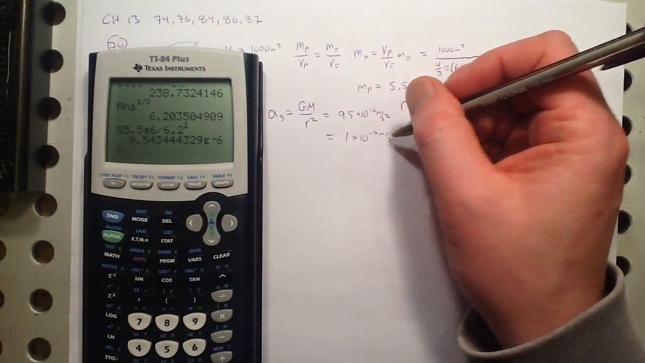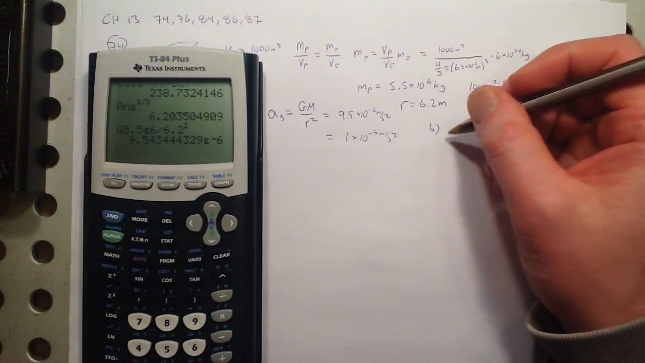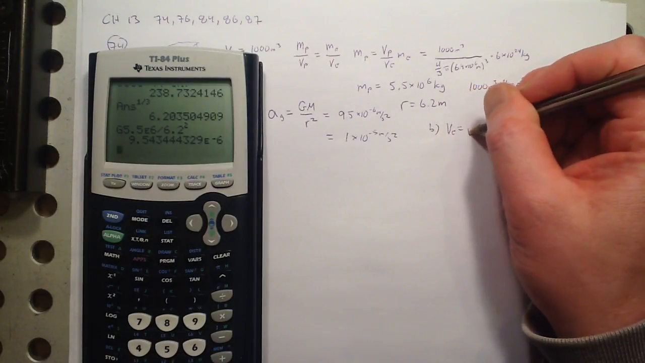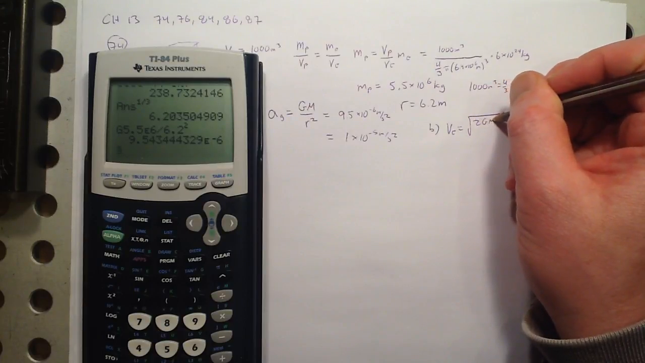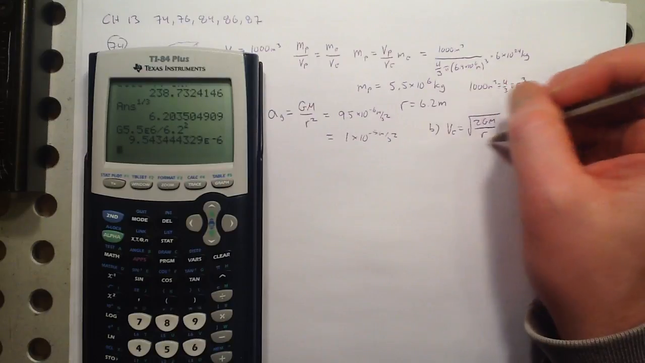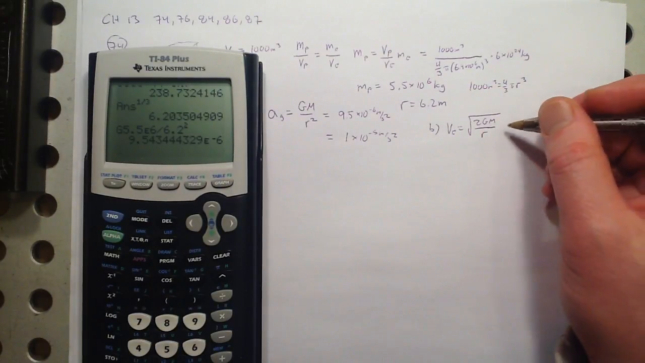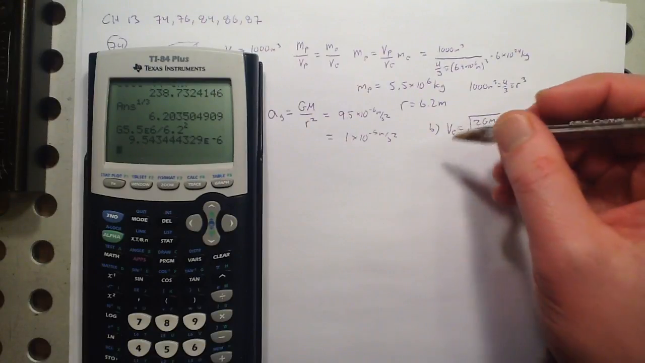And if I stick with my assumption here, then they also want for part B, what's the escape speed? So escape speed is the square root of 2GM over r. That's something you might want to pause for a minute here and think about where that comes from. That's an energy problem, how we derive that. That's something you need to know how to do.